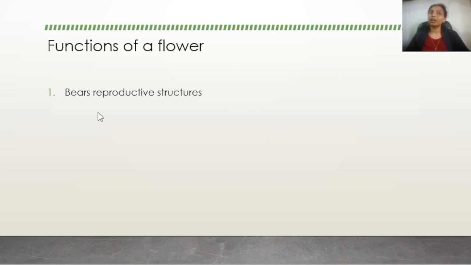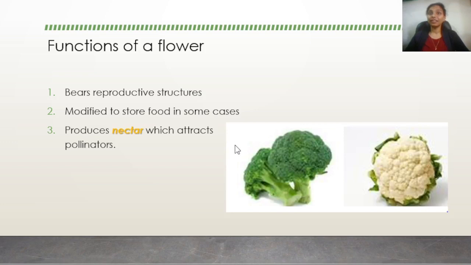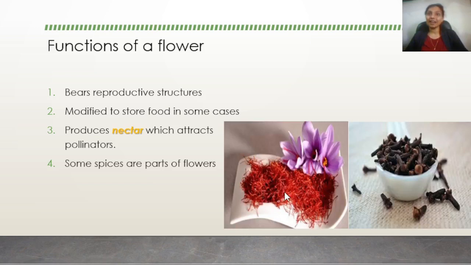So what are the functions of the flower? The flowers bear reproductive structures, that is the pistil and the stamen. The flowers are also modified to store food in some cases, like cauliflower and broccoli. The flowers produce nectar which attracts pollinators, which we have already seen. And we have also learnt about some flower parts which are used as spices. Could you guess some examples? Yes, the saffron, the stamen of the saffron flower is what we use as saffron. It is one of the most expensive spices in the world. And cloves are actually the flower buds of the flower.